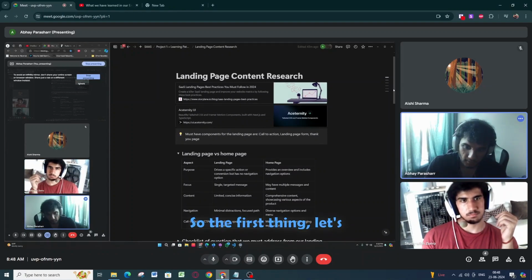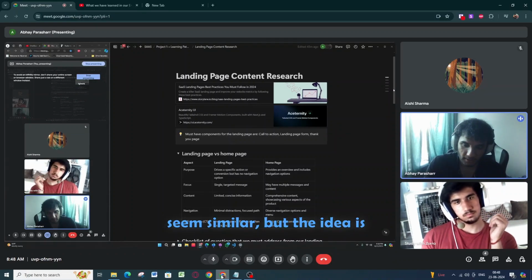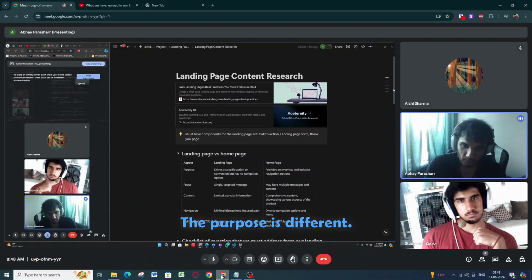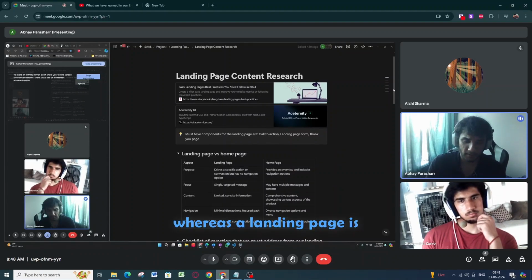So the first thing, let's clear the difference between a landing page and a home page. For some people, they might seem similar, but the idea is entirely different in my eyes. The purpose is different, the focus is different, the content and everything is different between a landing page and a home page. A home page is basically intended to give you an overall perspective of the whole website, whereas a landing page is more specific and it has a single target, which in SaaS product cases is to validate the idea of the problem you're trying to solve.